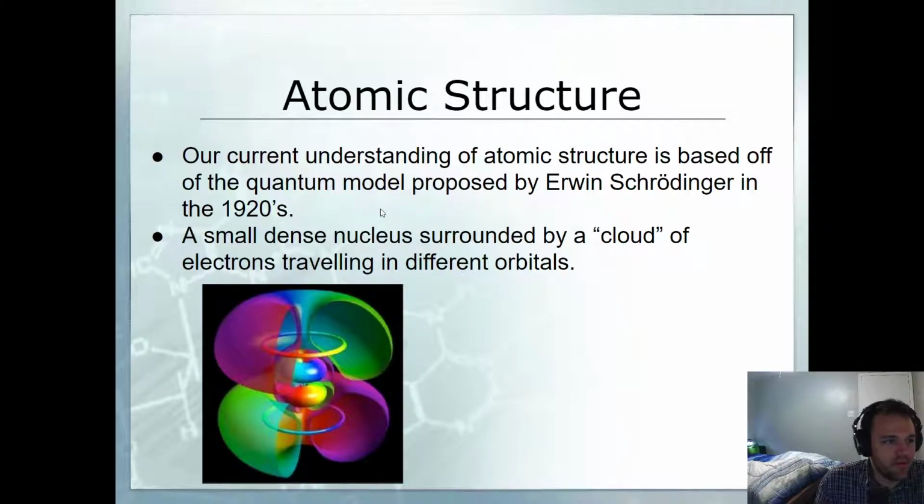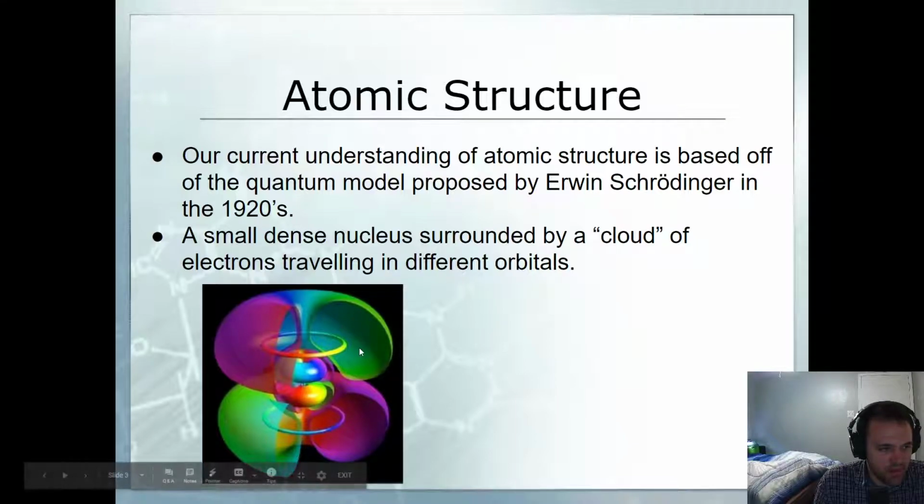So our current understanding of atomic structure is based off of the quantum model that Schrödinger came up with in the 1920s. And it's basically a small, dense nucleus, so the protons and the neutrons in the middle, surrounded by a cloud of electrons traveling in different paths. So you can see this picture here, in the middle in there is the nucleus, and then all these different colored blob-looking things are clouds of electrons following different paths in different orbitals.